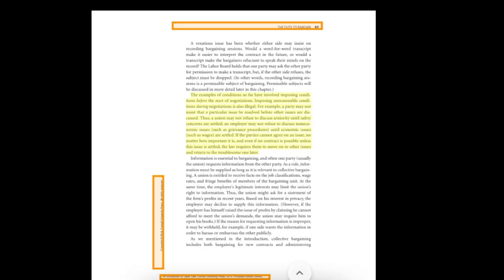If the parties cannot agree on an issue, no matter how important it is, and even if no contract is possible unless this issue is settled, the law requires them to move on to other issues and return to the troublesome one later.